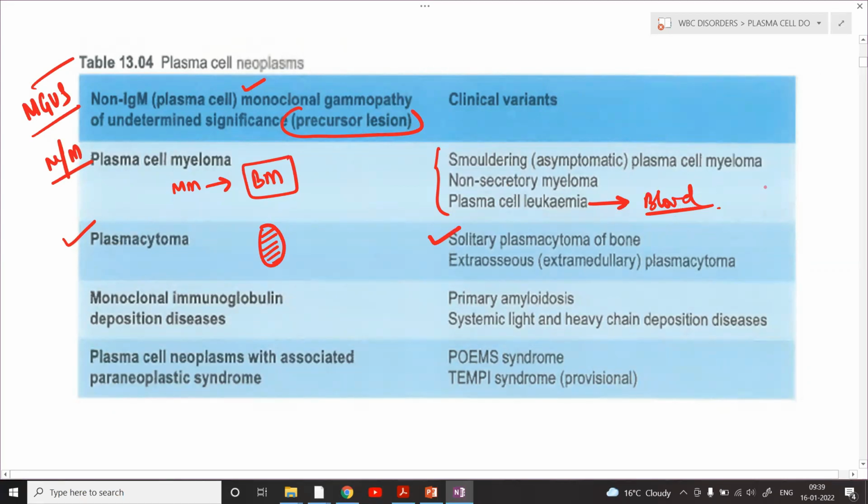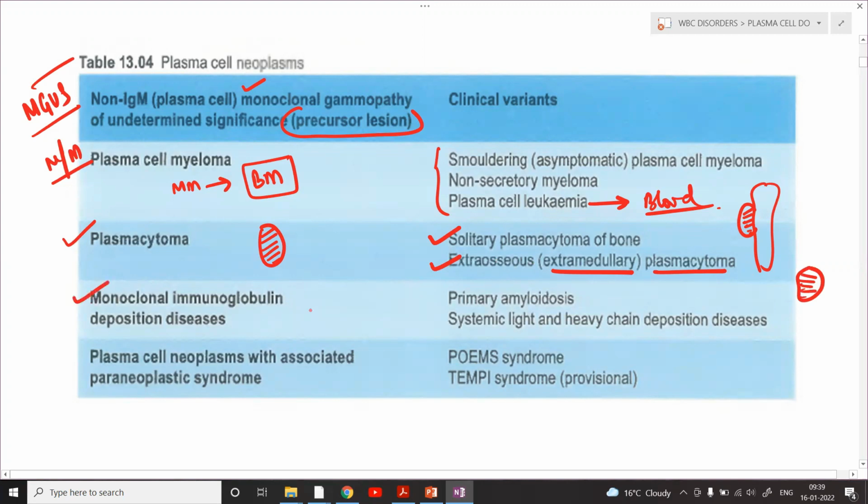For example, if this is the bone, on the outer aspect you might have a mass, a solitary plasmacytoma of a bone, or outside the bone there might be an extraosseous, extramedullary plasmacytoma. That is, for example, in any soft tissue you will have another mass comprising neoplastic plasma cells. That is what a plasmacytoma is.